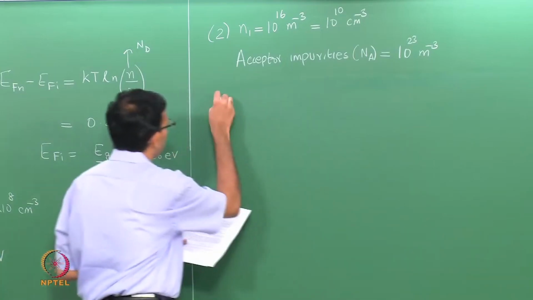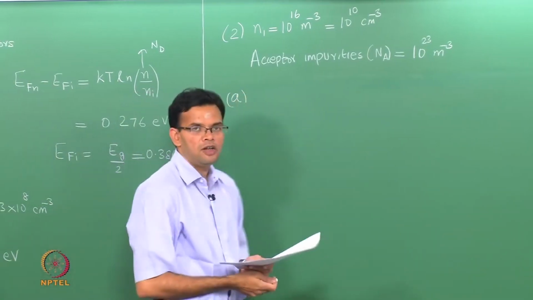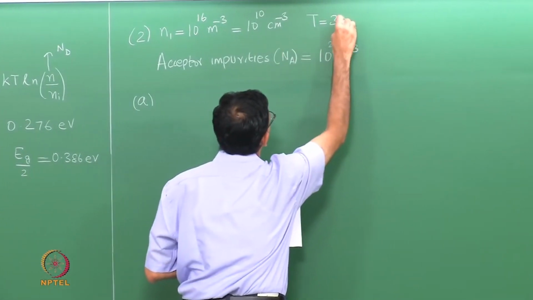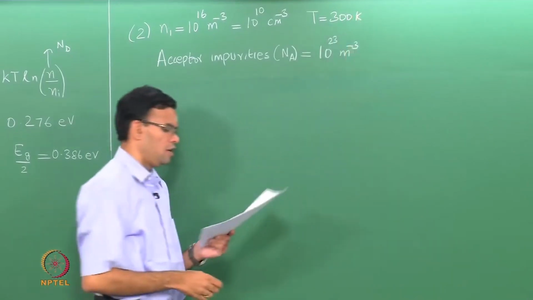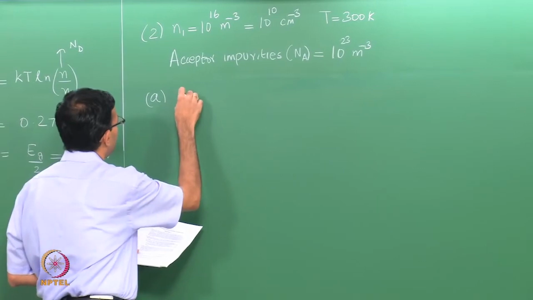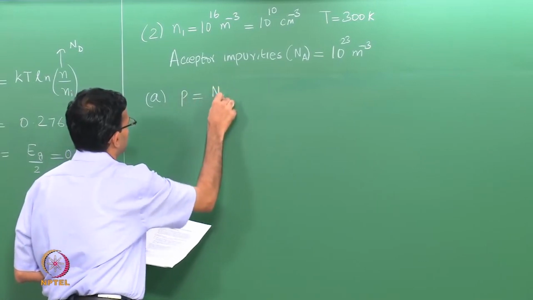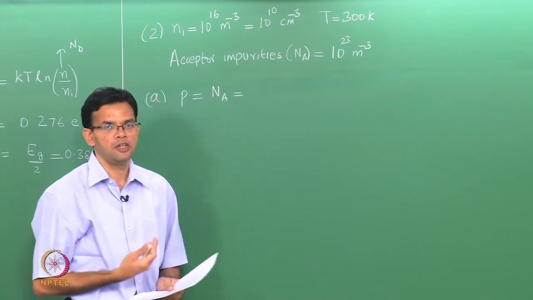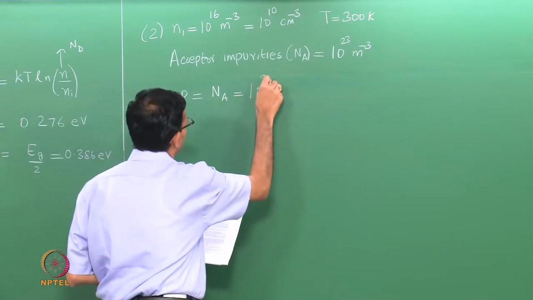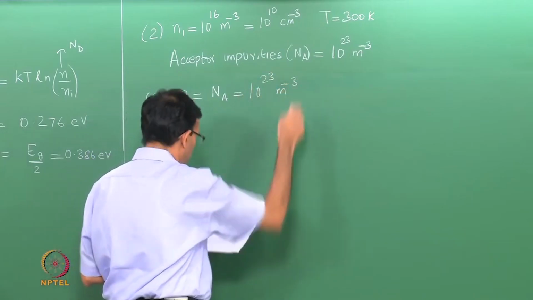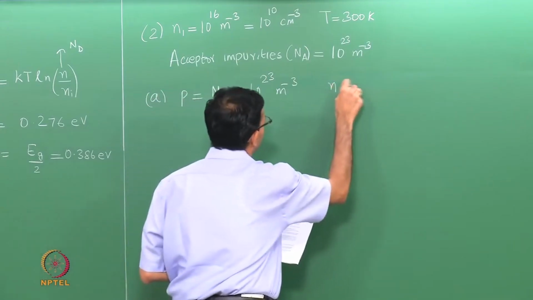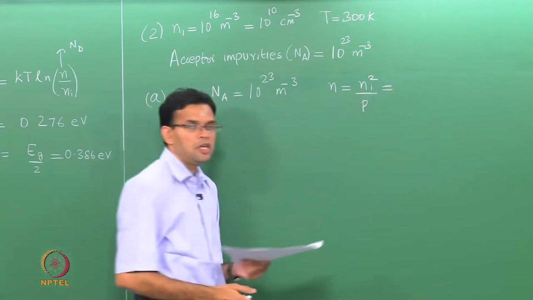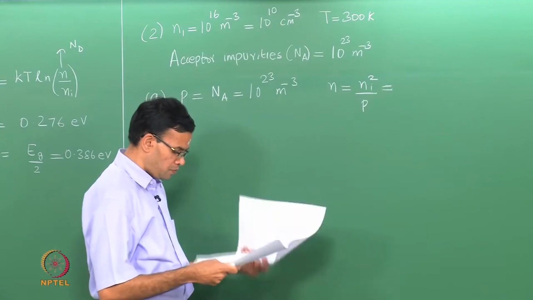Once again we want to calculate the electron and hole concentration. The temperature is given, it is 300 Kelvin. Na is fully ionized, so all the acceptors are ionized. So, P, which is the hole concentration, is equal to Na, is equal to 10 to the 23 per meter cube. N, we can again use the law of mass action. N is equal to Ni square over P.